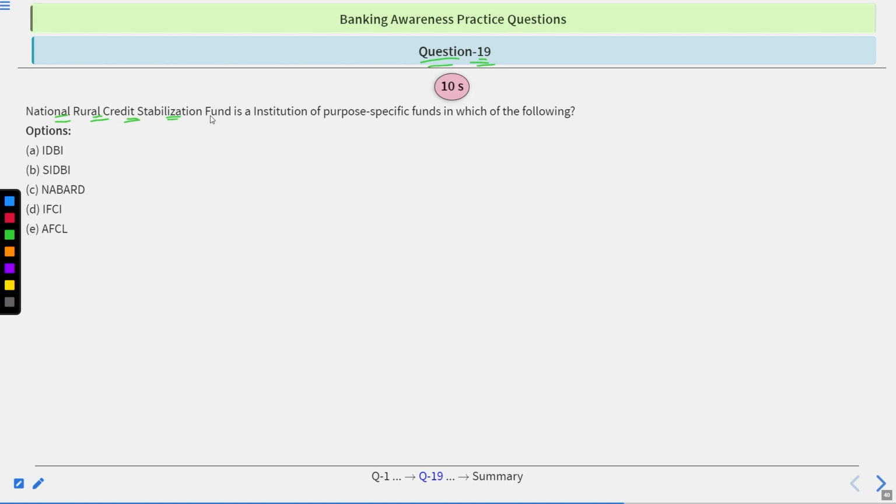Question number 19. National Rural Credit Stabilization Fund. Institution of purpose specific fund in which of the following? IDBI, SIDBI, NABARD, IFCI, none of these. To answer this, you will have 10 seconds. Time starts now.